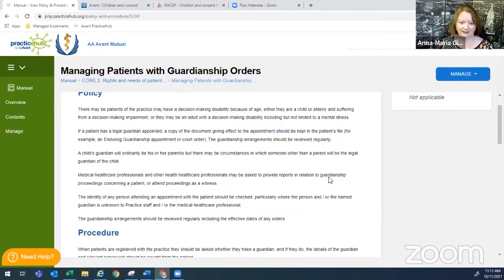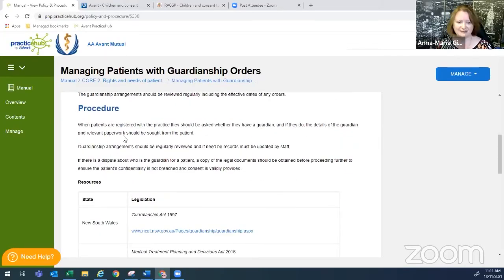So looking again at the procedure aspect of it, when you register patients with the practice, it's probably good to ask if they do have a guardian, and if so, the details of the guardianship orders, and record any relevant paperwork and information as well. Now, I know some practices, the doctors prefer to do this, in some cases the front desk do it, but I think the critical part is that somebody does it and that you do have that information on hand as well.